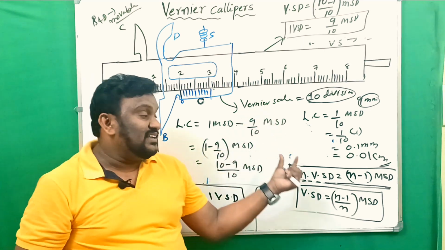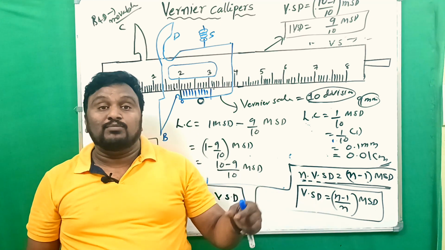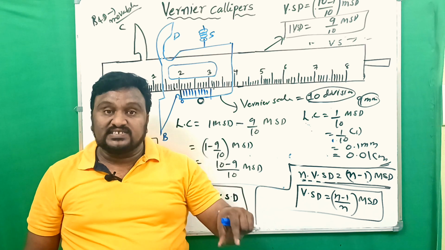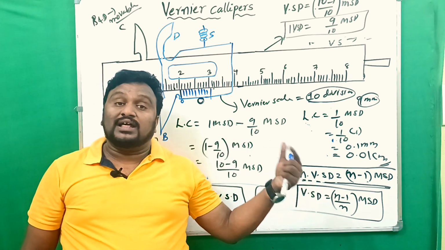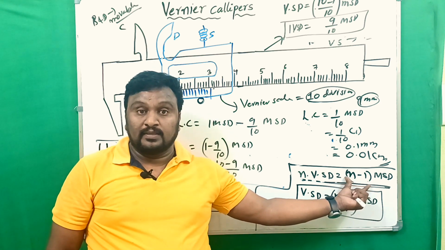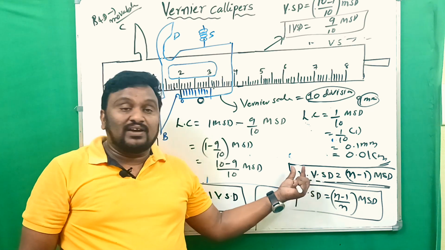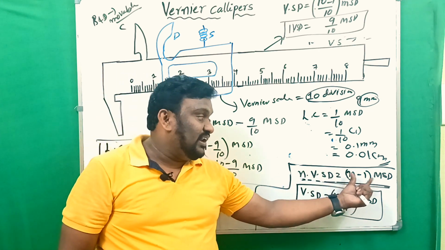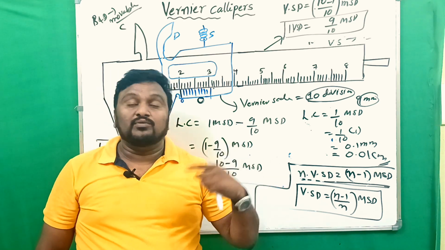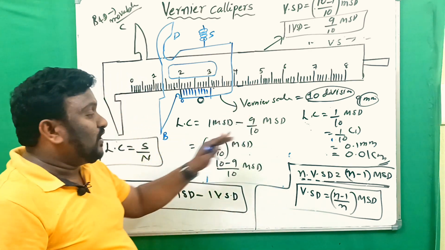In the example we have taken, 10 divisions of the vernier scale must be available in the portion of 9 millimeters of the main scale. In this case the number of vernier scale divisions is more than the number of divisions of the main scale. This is one case. And sometimes the vernier scale division value is less and the main scale division value is more. That is a special case we will discuss while doing the problems. Okay, this is the way to find the least count.